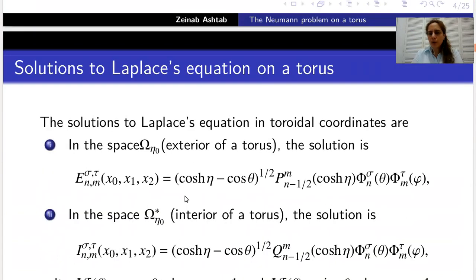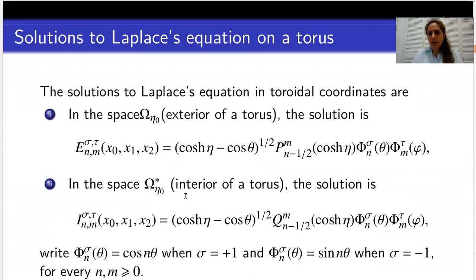Solution to the Laplace equation in toroidal coordinates. In the exterior of a torus, which I denoted by capital E and M sigma tau of x0, x1, x2, the solution is in this form, where P n minus a half m cosh eta is the associated Legendre function of the first kind. And the solution in the interior of a torus, which I also denoted by capital I and M sigma tau of x0, x1, x2, is in this form.